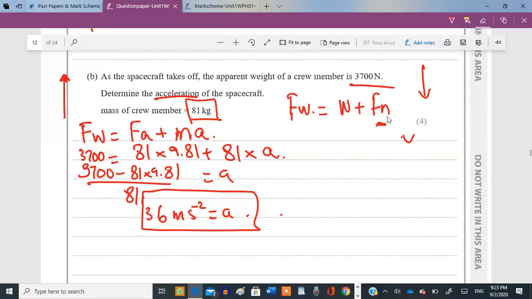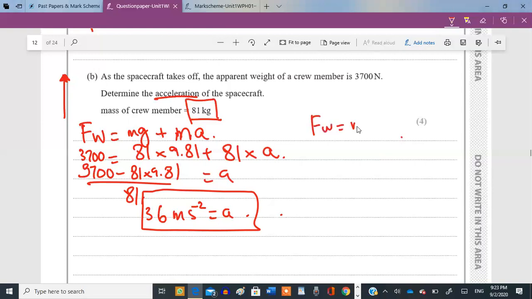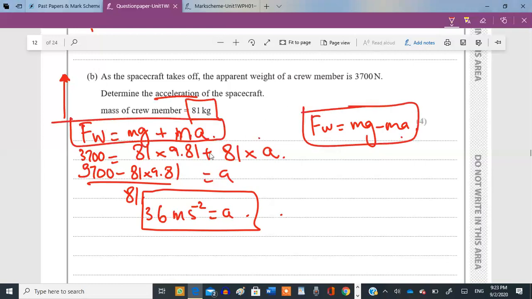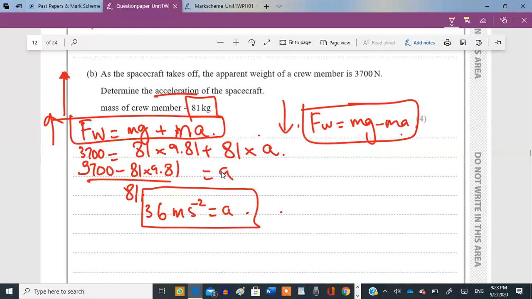Or you could just remember it this way. mg plus ma and mg minus ma. Just remember it this way. Okay, this is for going up and this is for coming down. Get it?